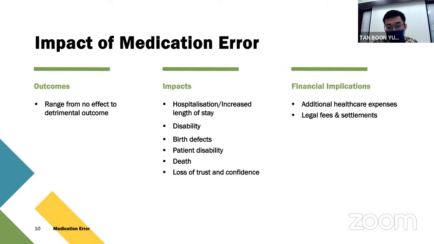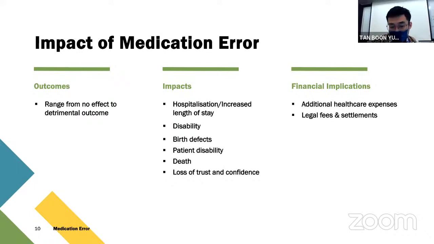So next we'll talk about the impact. The outcomes can range from no effect, which means the medication error actually reached the patient but no harm was done, to a very detrimental outcome, which means death or disability. Impact can be hospitalization. These patients might need hospitalization, or increased length of stay if the patient is inpatient.